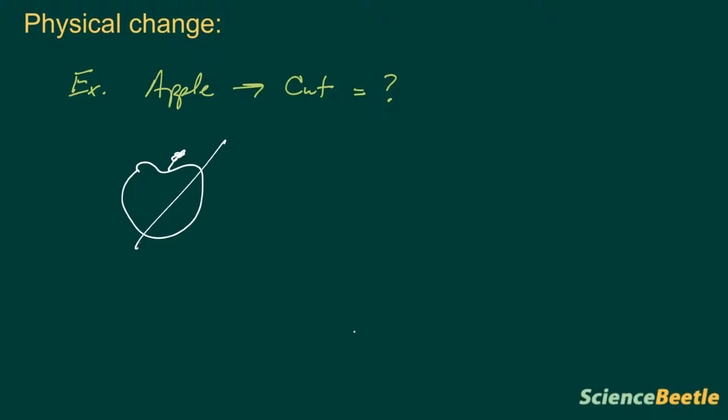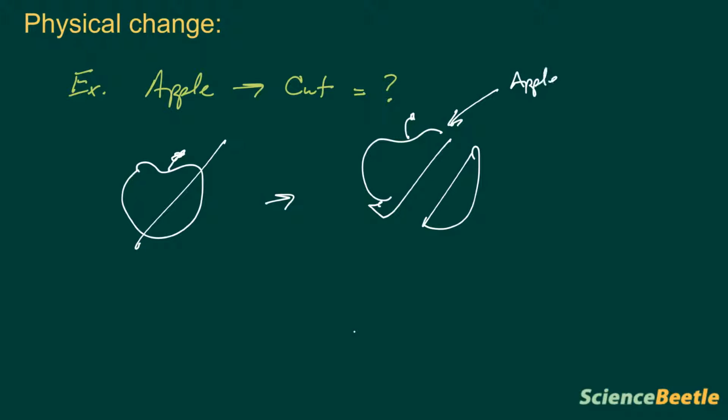If I were to go ahead and cut this apple down the middle, what I wind up having is one part of the apple there, and then you're still going to have the other part over here. But what's still going to remain is that this is still an apple. This is still a piece of apple there. All you've got is two pieces of the apple, but the identity is still the same. So cutting an apple is an example of a physical change. Okay? All right, so here's another example.